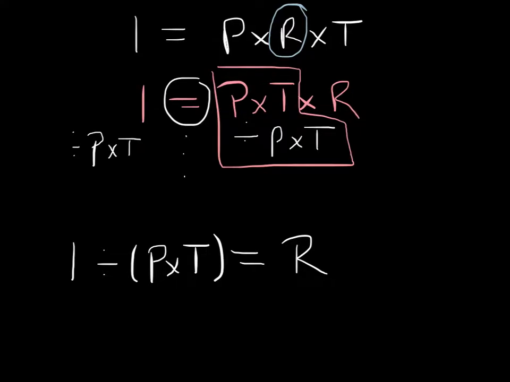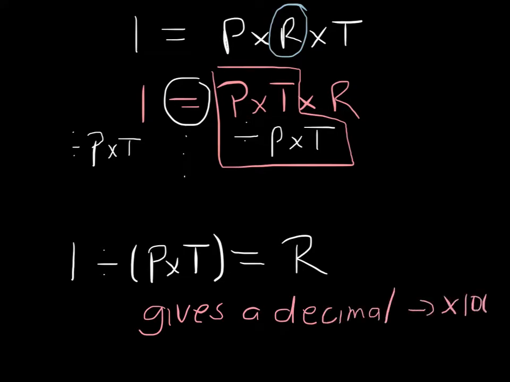So now I can substitute in my I, my P and my T, and when I get an answer I'll have R as a decimal. So it gives a decimal answer. So you need to remember to times by 100 to get it as a percentage.